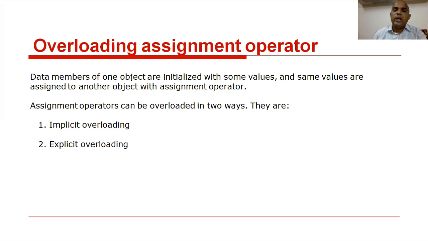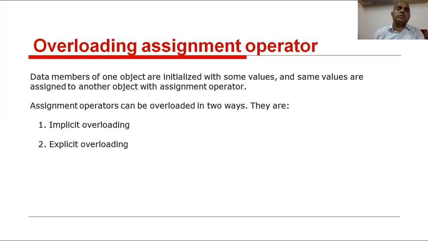Minus minus a and a minus minus, those are unary operators. Here, overloading assignment operators we know very well. There is a familiar assignment operator, the single equal to, which is called an assignment operator. Clear? Then the next one, in this example of overloading, data members of one object are initialized with some values, and the same values are assigned to another object with the assignment operator.